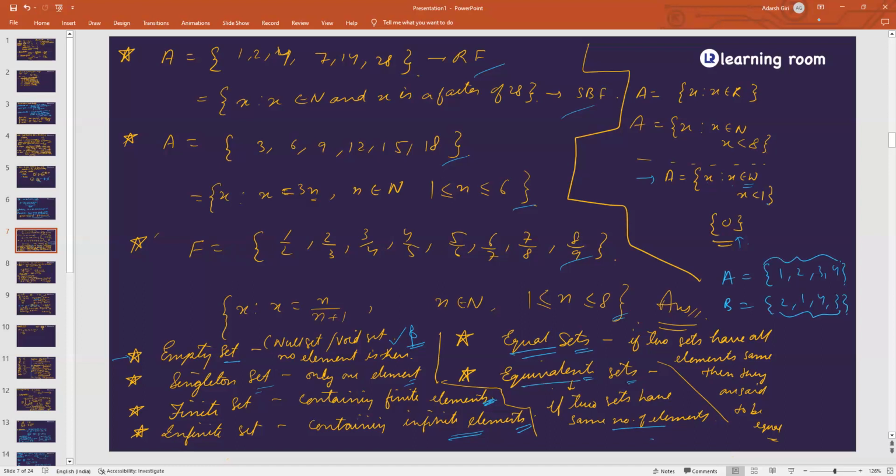On the other hand, what is an equivalent set? If two sets have the same number of elements, whether they are equal or not doesn't matter. If 1, 2, 3 is in A and B contains 4, 5, 6, then A is not equal to B, but A is equivalent to B. They do not contain the same elements, but they contain the same number of elements. Agree, everyone? Is it fine? Siddharth, any doubt there?